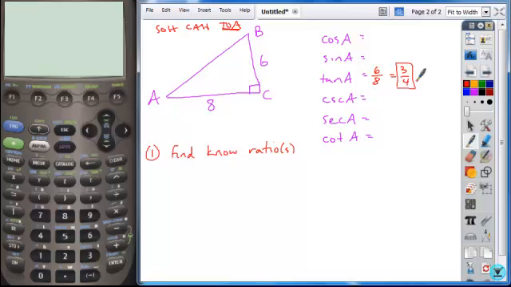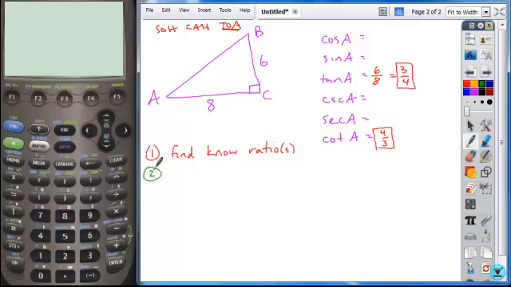Now, once you have the tangent ratio, what's the other trig ratio that you can find easily? Cotangent. It's just the reciprocal of that, right? So when we flip this fraction, what does it become? 4 over 3. Perfect. The reason I set this as its own step is there will be times where this is all you have to do. You only need to know the given ratio, so I do want you to be able to identify that.